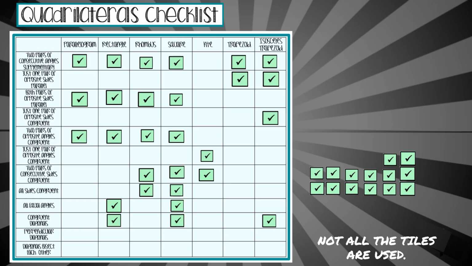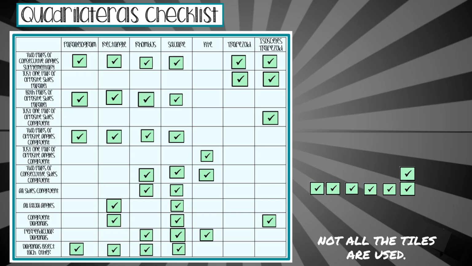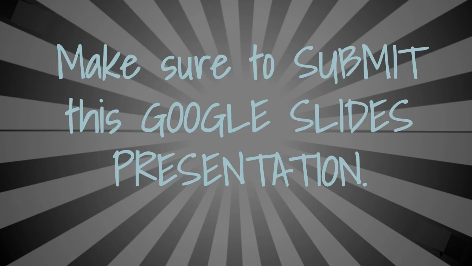Perpendicular diagonals. That works for rhombus, square, and kite. Diagonals bisect each other. That's a property of parallelograms. So parallelogram, rectangle, rhombus, and square is gonna work. There we go. Quadrilaterals checklist complete. Make sure to submit the Google Slides presentation.